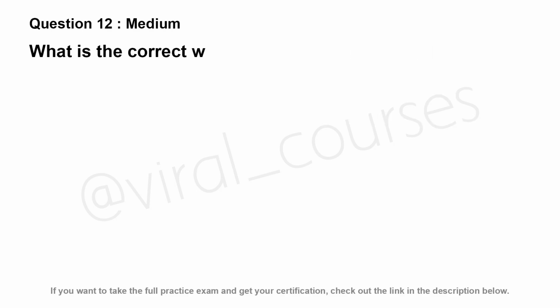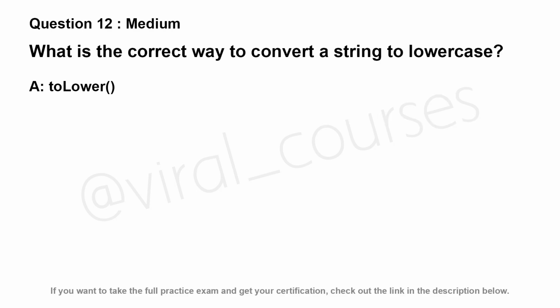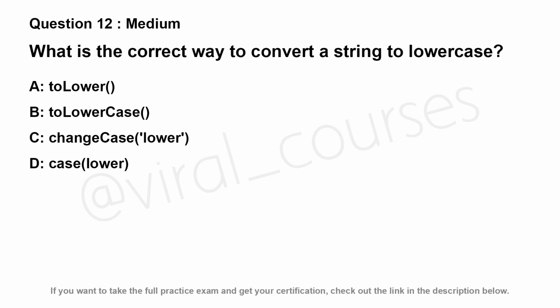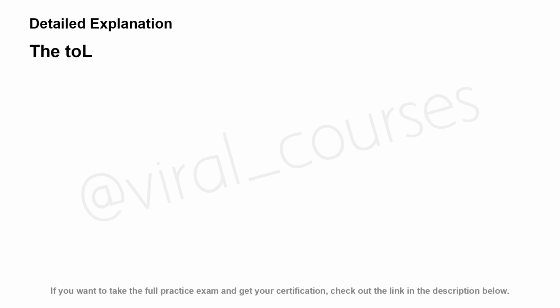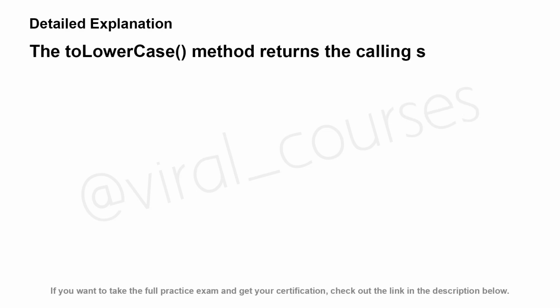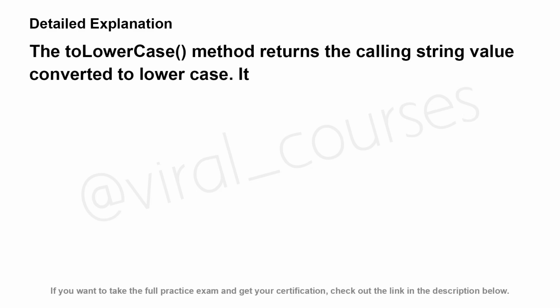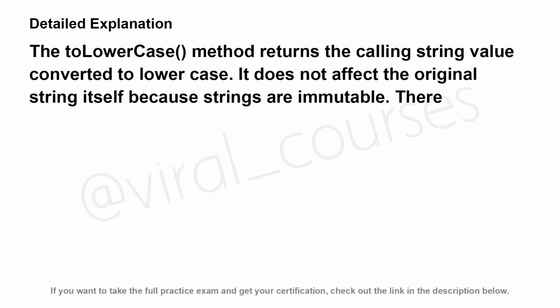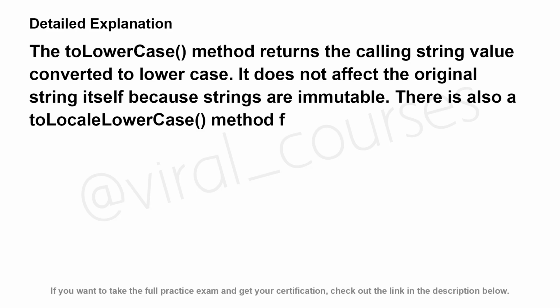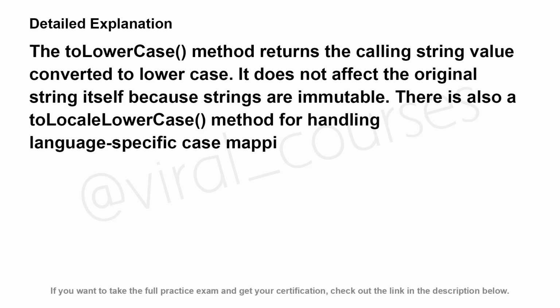What is the correct way to convert a string to lowercase? Option A, toLower. Option B, toLowerCase. Option C, changeCase lower. Option D, case lower. The correct answer is B. The toLowerCase method returns the calling string value converted to lowercase. It does not affect the original string itself because strings are immutable. There is also a toLocaleLowerCase method for handling language-specific case mappings.